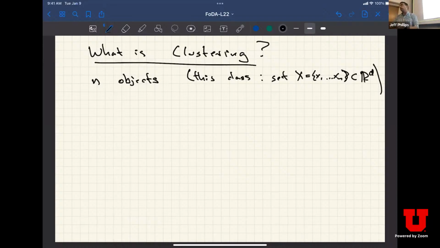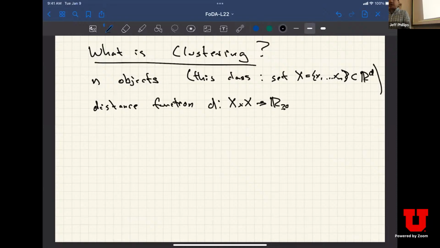But in general, it could be other sorts of objects. If you look in the book, and you take the data mining class, we'll think about this more generally. The other thing you have is a distance function, d, which goes from X cross X to the positive real values.